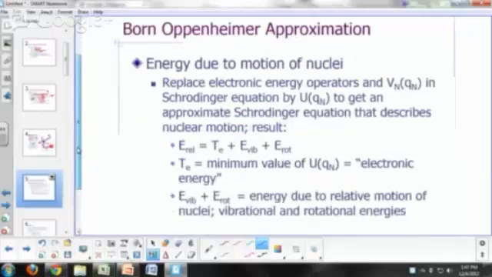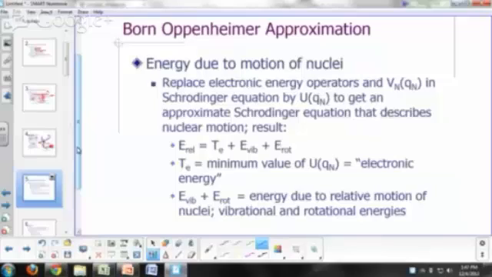Now, what about the total energy of the molecule? Well, the total energy of the molecule is just the electronic energy plus the energy due to the motion of the nuclei. So how do we calculate the energy due to motion of the nuclei?